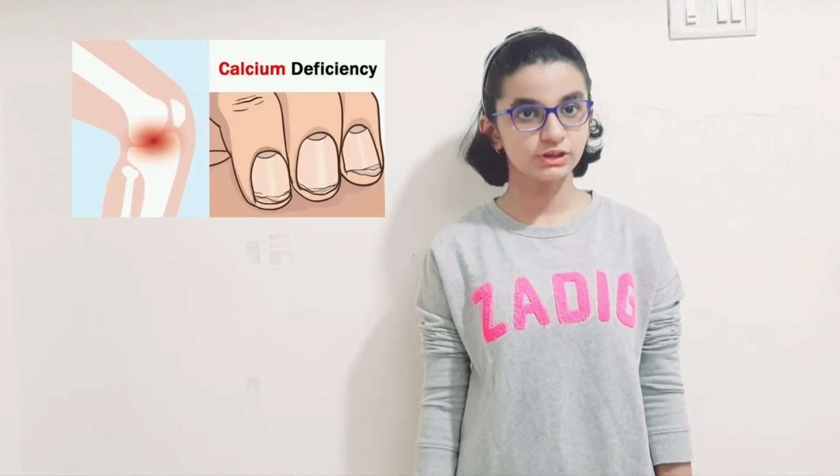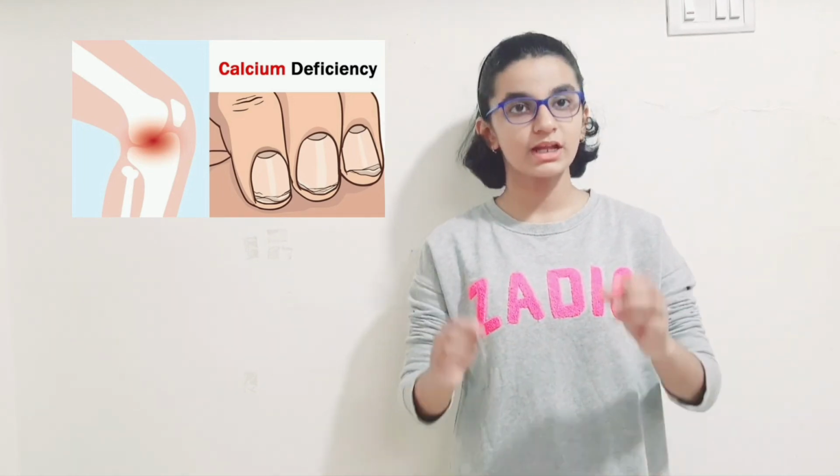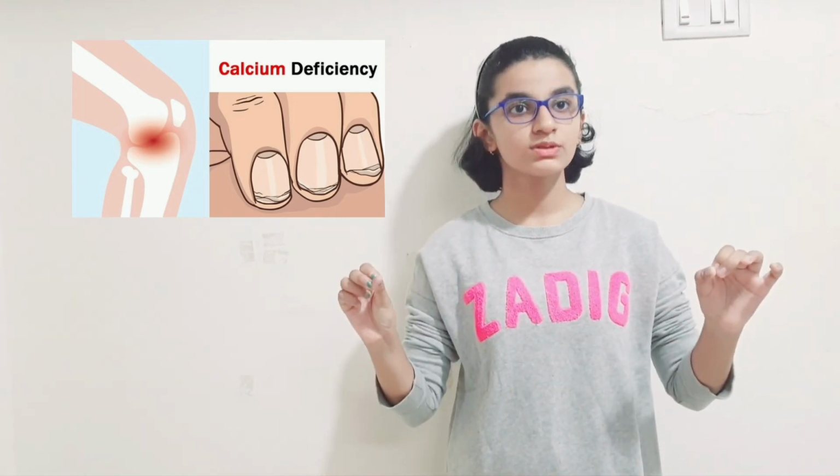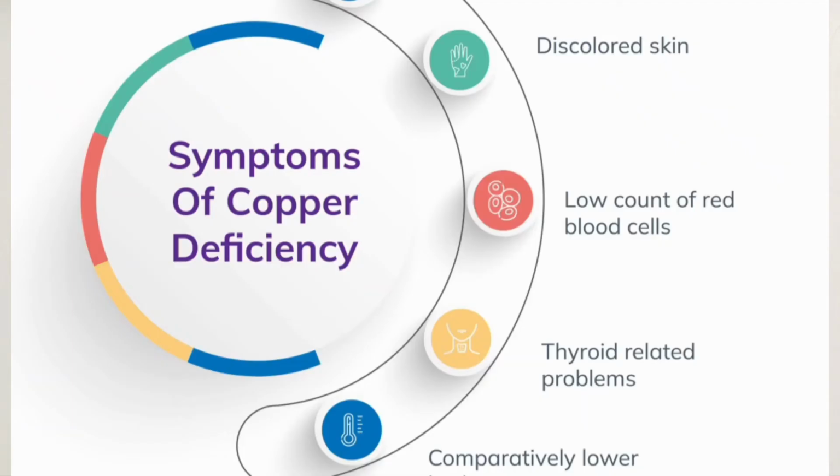Now we are going to talk about diseases that are caused due to calcium deficiency. The symptoms of the diseases caused by calcium deficiency are brittle bones, excessive bleeding, etc. We can overcome them by drinking milk and eating green leafy vegetables. Copper. The diseases that are caused due to copper deficiency have symptoms of retarded growth and low appetite. We can overcome them by eating pulses and leafy vegetables.